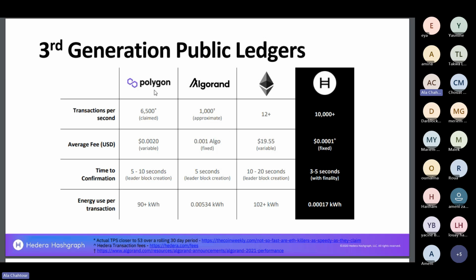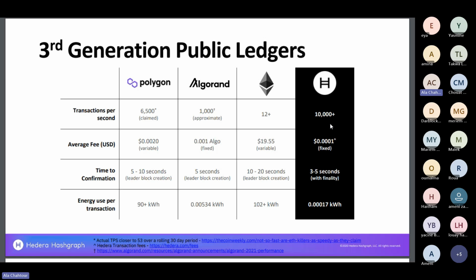When we say, for example, Polygon or Algorand are in the same generation as Hedera, the third generation, Hedera always has more scalability compared with other networks. For example, Polygon can process around 6,500 transactions per second. Algorand is only around 1,000 transactions per second. But Hedera, as I told you, is around 10,000.